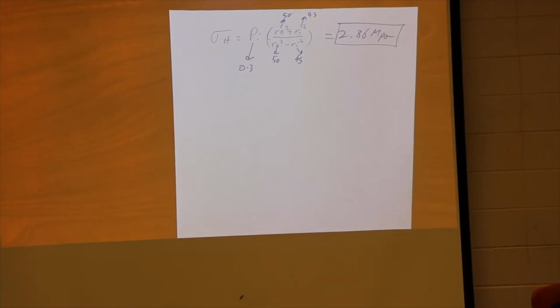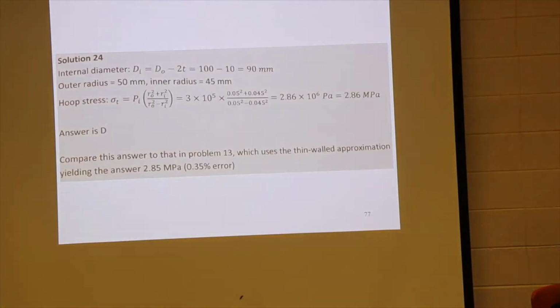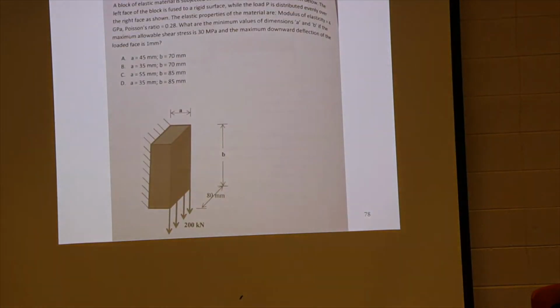Alright. Let's talk about something more serious. This sounds really scary, but really isn't. A block of elastic material is used to support a vertical load of 200 kN, shown below. The left face of the block is fused to a rigid surface. So basically, we have this attached to a wall, while the load is applied evenly over the right face as shown.